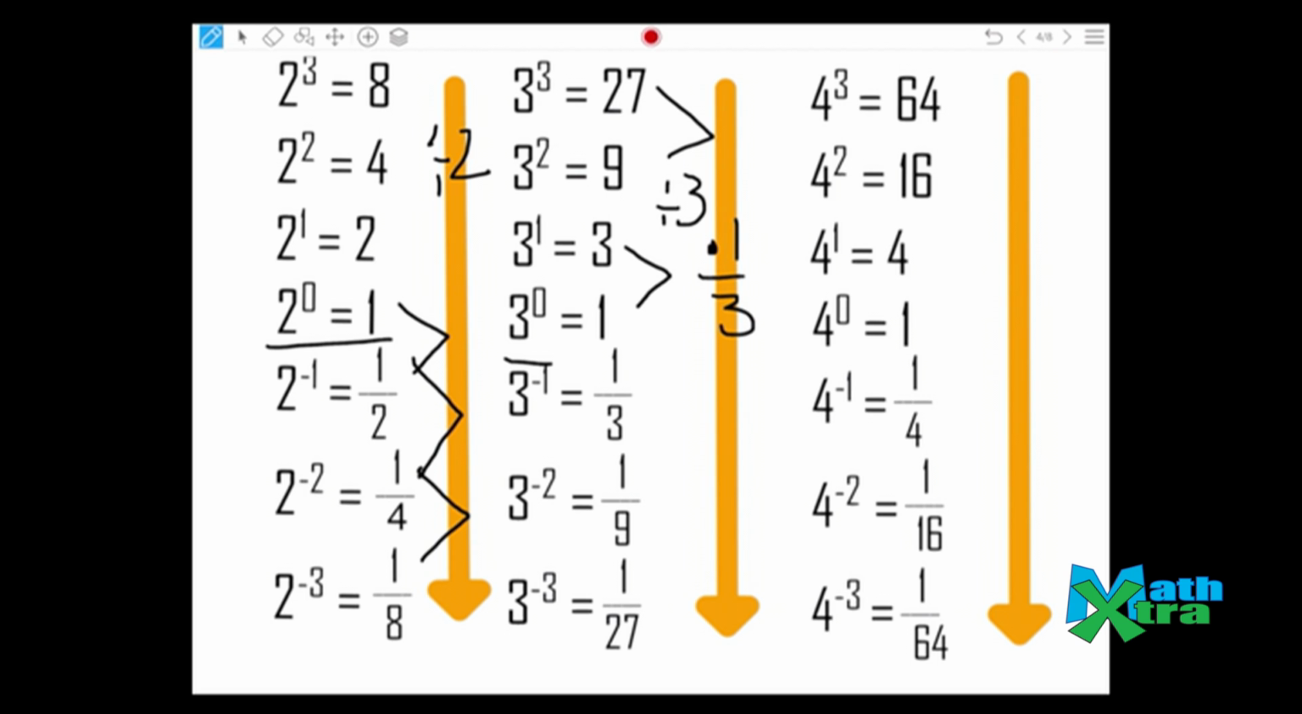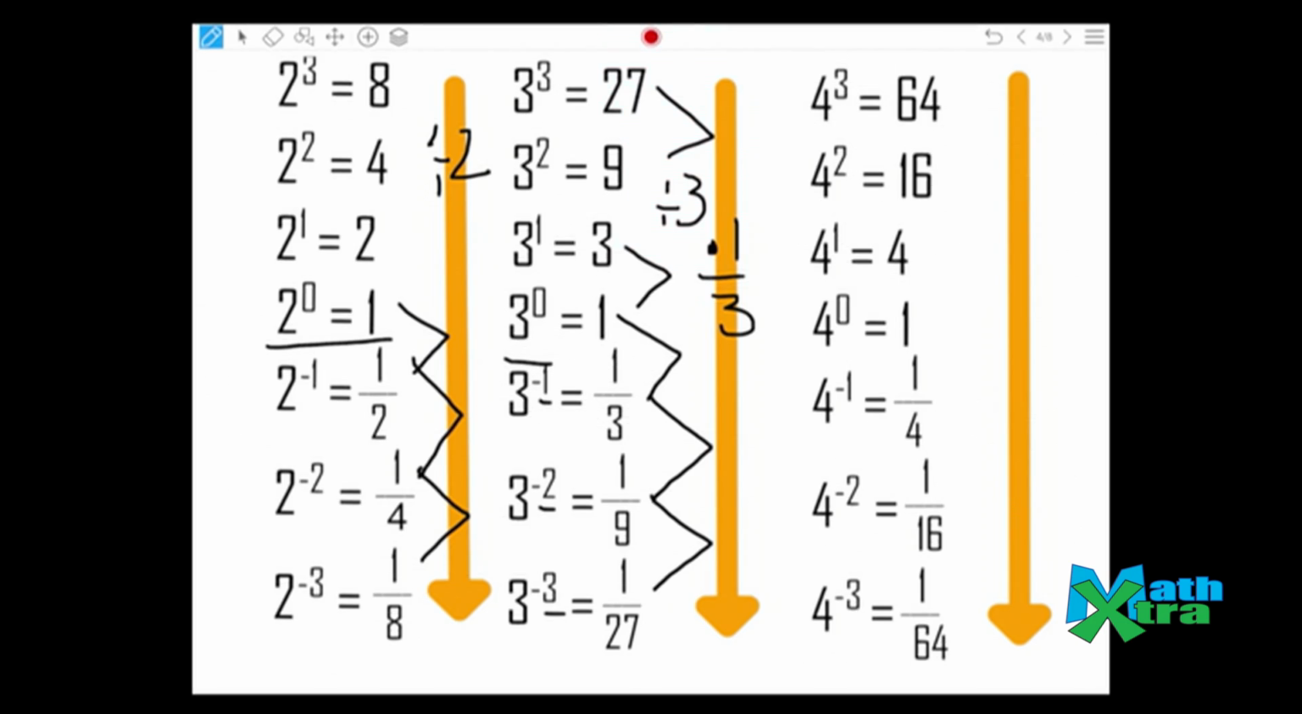As we move from 1 to the next power down, again, we're looking at the negative exponents. We are dividing by 3 or multiplying by 1/3. 1/3 times 1/3 gives us 1/9. 1/9 times 1/3 gives us 1/27. So again, as we move down the power, when the numbers become negative, our rule doesn't change. We're still either dividing by 3 or multiplying by 1/3.